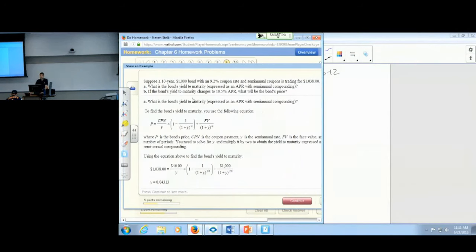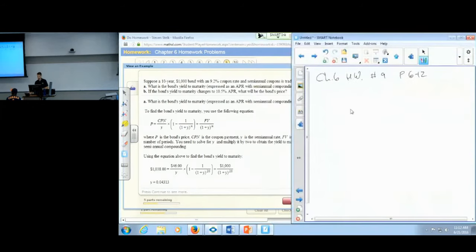Okay, setup for this thing is suppose a 10-year, $1,000 bond with a 9.2% coupon rate in semi-annual coupons is trading for $1,038. What's the bond's yield to maturity? It gives you a hint there, expressed as an APR with semi-annual compounding. And if the bond's yield to maturity changes, what will be the bond's price? Let's first unpack this so we can then put these cash flows onto a timeline and figure out exactly what it's telling us here.